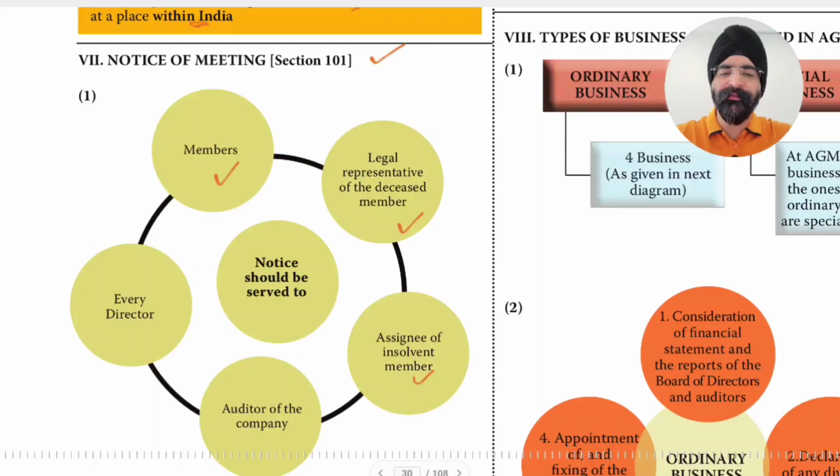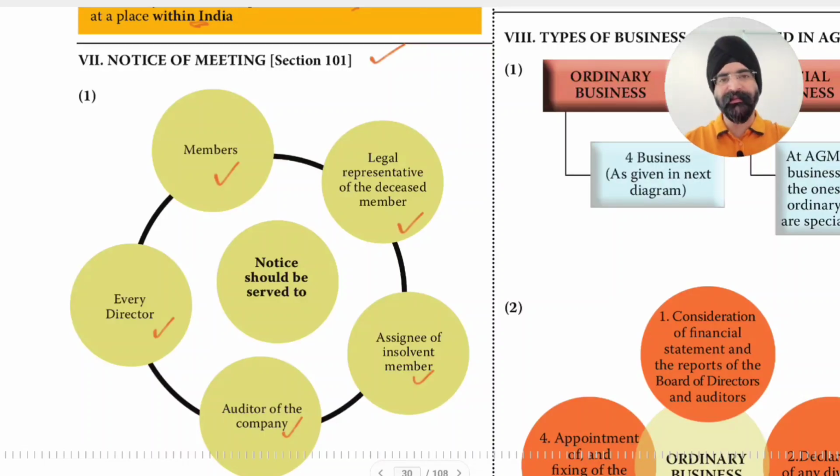Assignee of insolvent member. If a member is declared insolvent by any court, then the assignee, who was disclosed to the company as the assignee of the insolvent member's estate, is the person to whom notice of the general meeting is to be sent. Auditors of the company. Notice of general meeting is to be sent to the auditors of the company. Every director of the company. Notice is to be sent to every director.